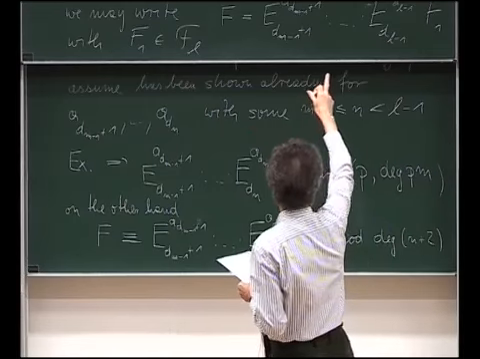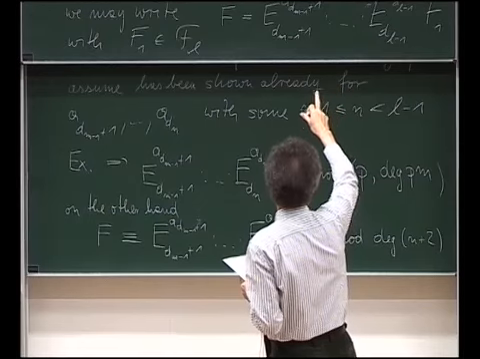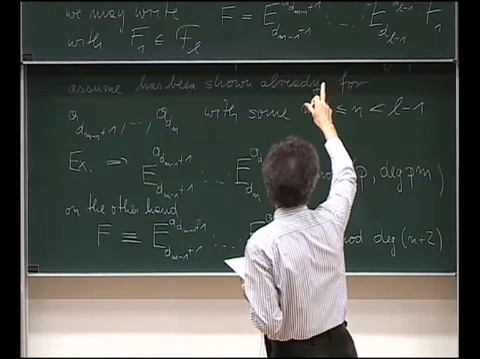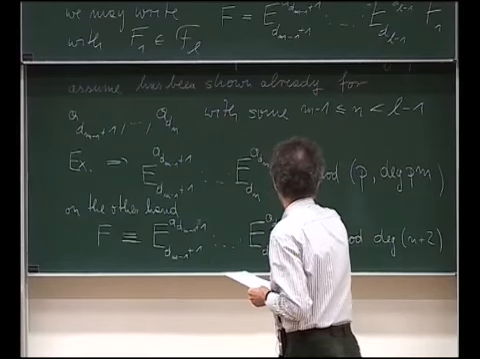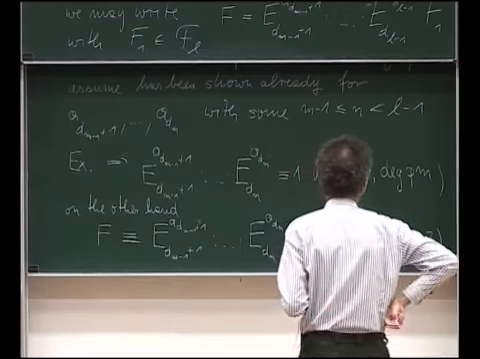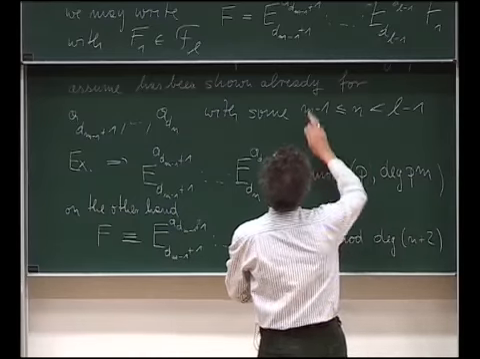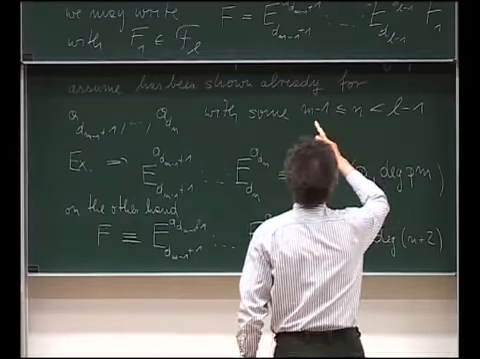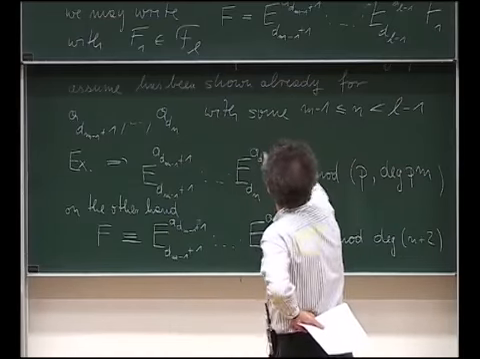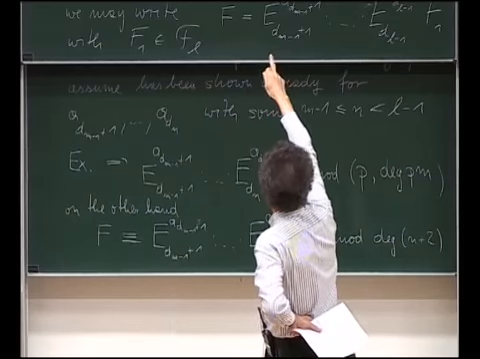Modulo degree n plus 2. Because the next ones start with d sub n plus 1. They are a basis of... everything which comes from here on lies in F_{n+2}, because of this indexing.